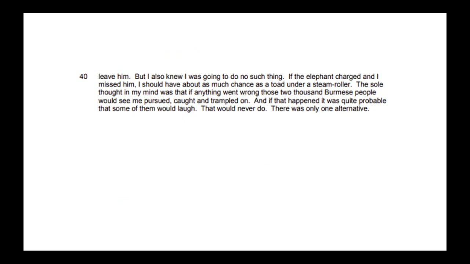If the elephant charged and I missed him, I should have about as much chance as a toad under a steamroller. The sole thought in my mind was that if anything went wrong, those 2,000 Burmese people would see me pursued, caught, and trampled on. And if that happened, it was quite probable that some of them would laugh. That would never do. There was only one alternative.